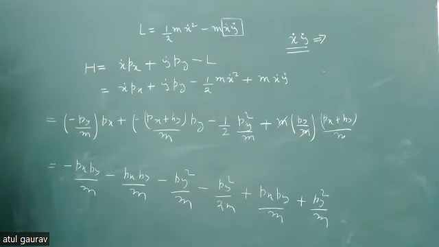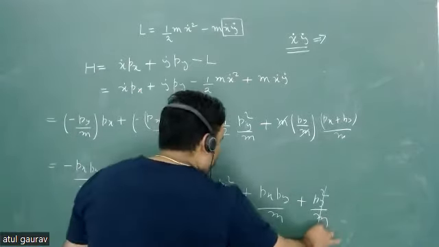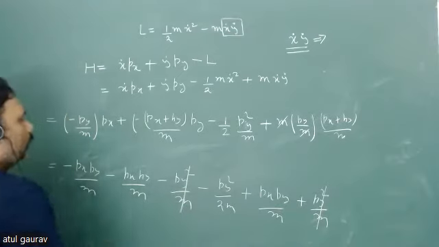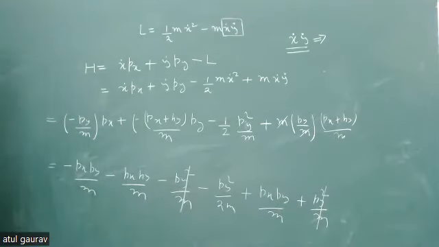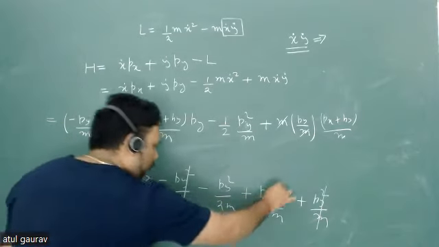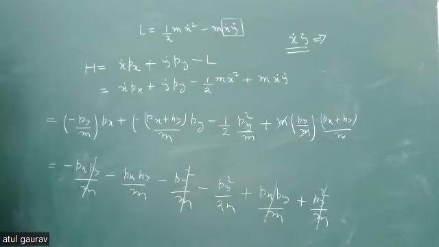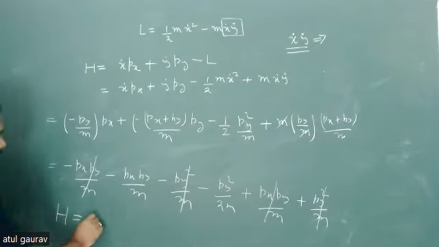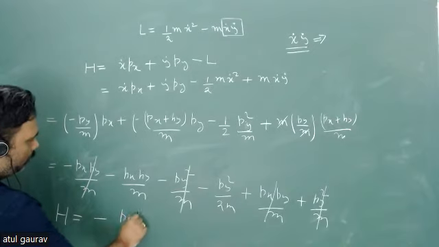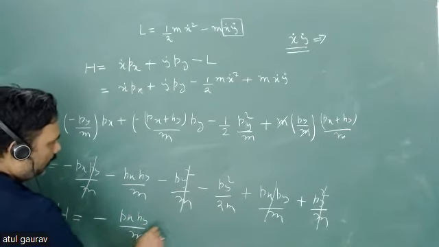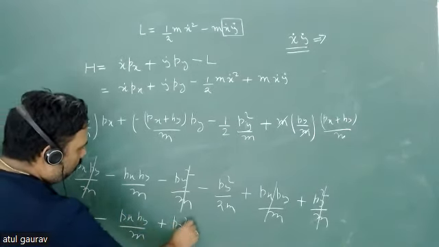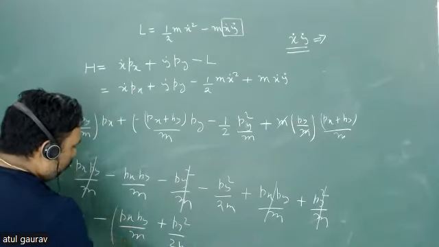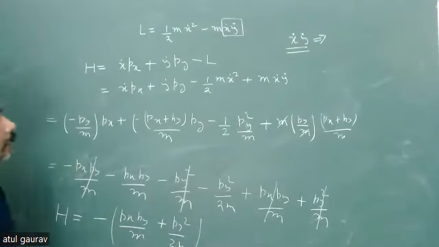Is something going to cancel out? Yes, sir. This py square upon m and this py square upon m cancel out. And what is the other part? The other part is this, and this can also cancel out. So what will be the answer? The Hamiltonian is basically minus px py upon m plus py square upon 2m. This will be my Hamiltonian.